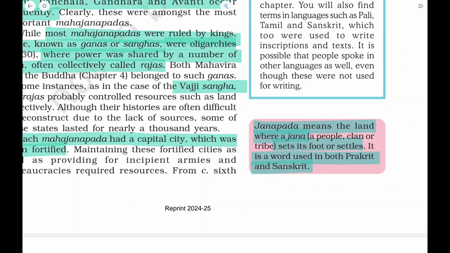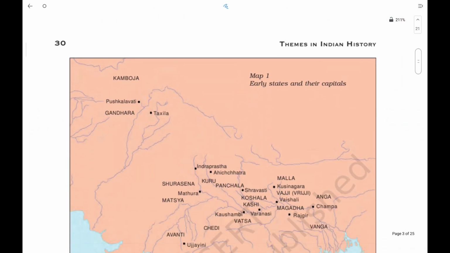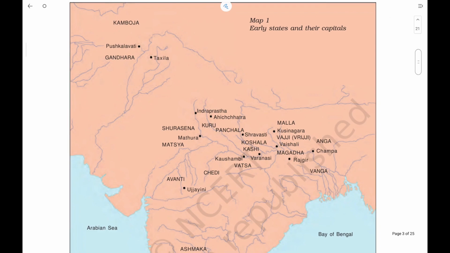Now, what does Janpada mean? Janpada meant the land where Jan, meaning people, sets its foot or settles. Matlab, a place where the people settled is known as Janpad. And the word Janpad is used in both Prakrit as well as Sanskrit. Okay, so I hope this thing is clear to you now.